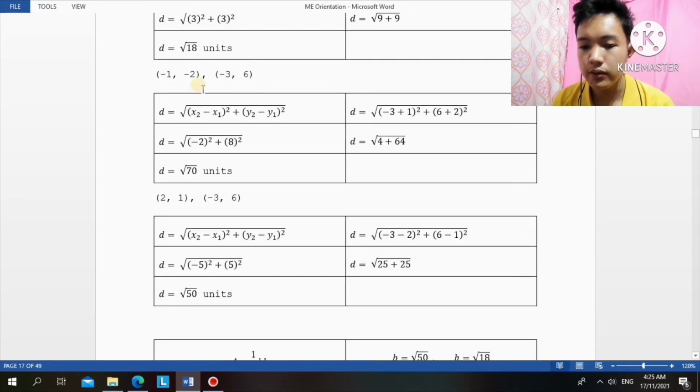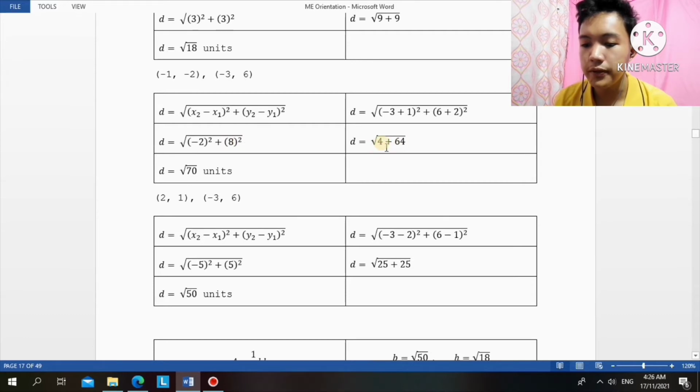Then let's solve the distance from point -1, -2 and -3, 6. So our equation will be d is equal to the square root of -3 plus 1 raised to 2 plus 6 plus 2 raised to 2. So that is -2 and 8. So -2 raised to 2 is equal to 4. Then 8 raised to 2 is equal to 64.